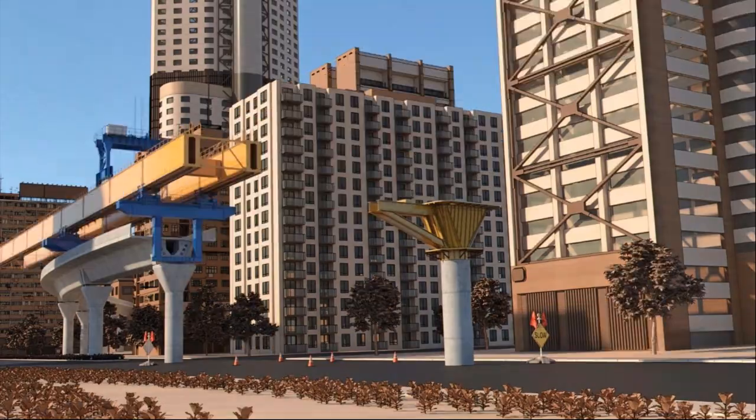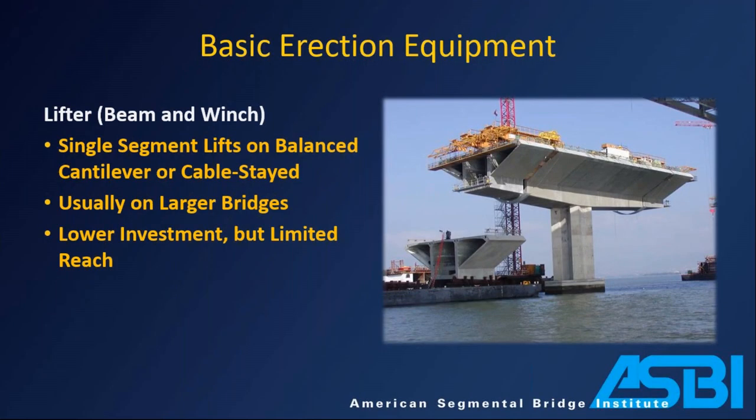There are variations, but it's all sort of the same theme. A couple more pieces of equipment, lifters, beam and winches. These are quick, simple, easy, a lot like a form traveler in the way that they're designed. You're just using them to pick from the tip of a cantilever usually. You know, simple and cheap, but you do need access right below them to be able to deliver the segments right under the lifter.